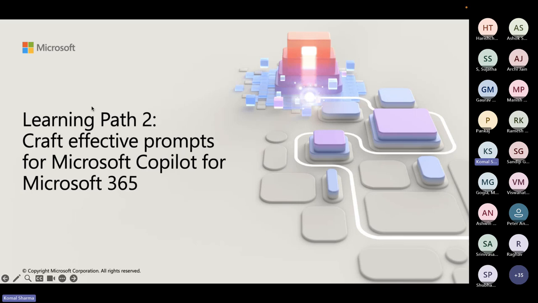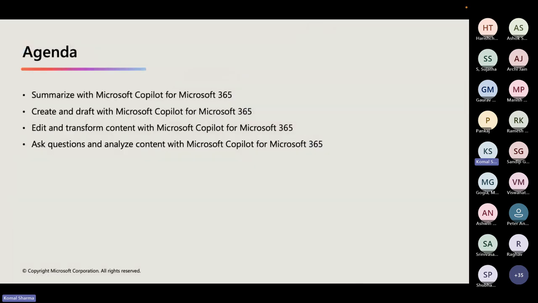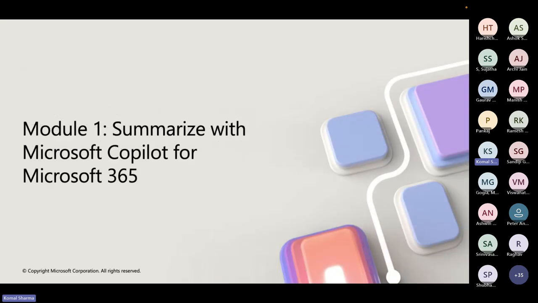So we are going to discuss how we can craft effective prompts for Microsoft Copilot for Office 365. The agenda would be: how we can summarize, how we can write an effective draft prompt for summarizing content, how we can create a new draft or create something with Copilot, what prompts we should write for editing or transforming content, and how we can ask questions or analyze the content. So these will be the main agenda for this session.